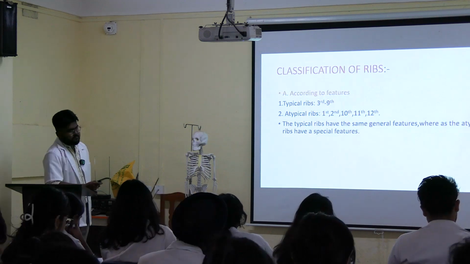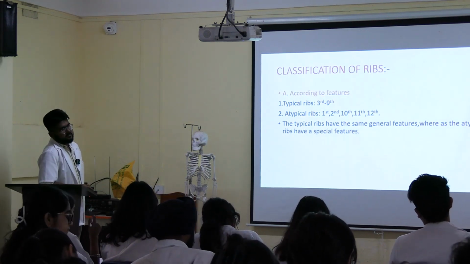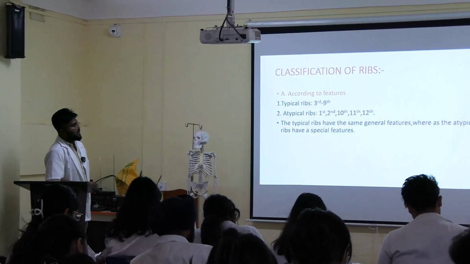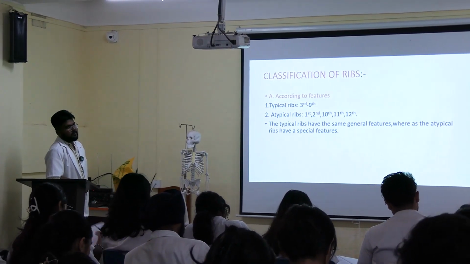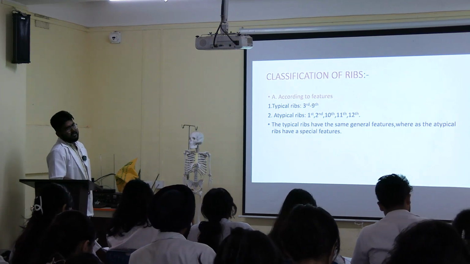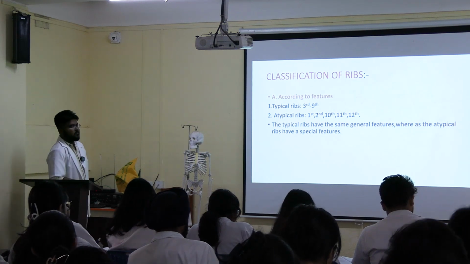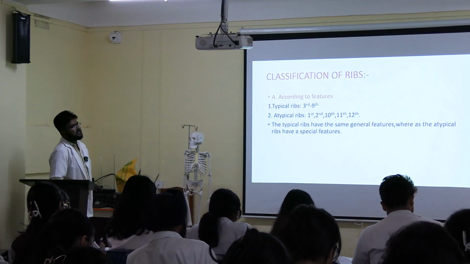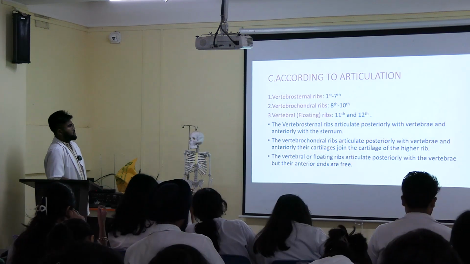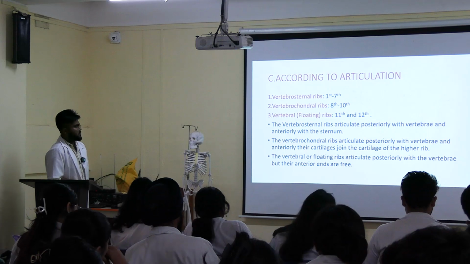Okay, now the classification of the ribs according to the features. They are typical and atypical. Typical ribs have the same general features like curved, angulated and twisted, whereas the atypical ones have some different features. So this classification is very much important. The examiner must ask this classification.